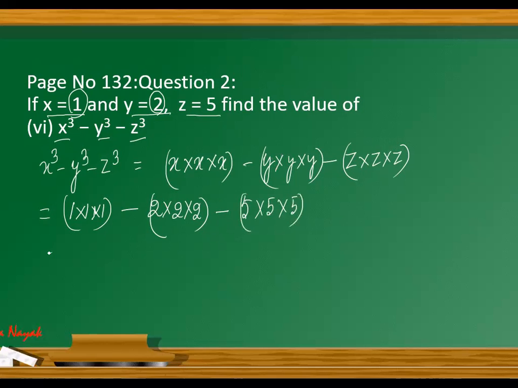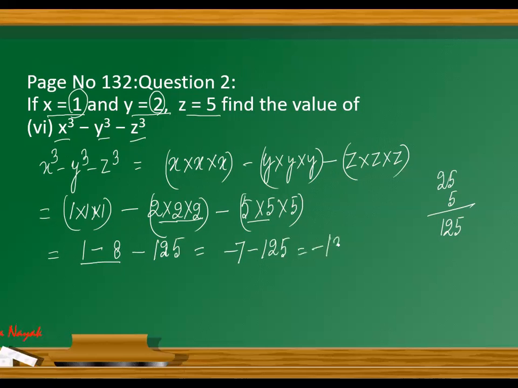Now go for calculation. 1 multiplies by 1 multiplies by 1. 2 multiplies 2, 4 multiplies 2, 8. Now 5 multiplies 5 is 25, 25 multiplies 5. This gives you 125. Now you calculate. 1 minus 8 is minus 7. Minus 7 minus 125 gives you minus 132.